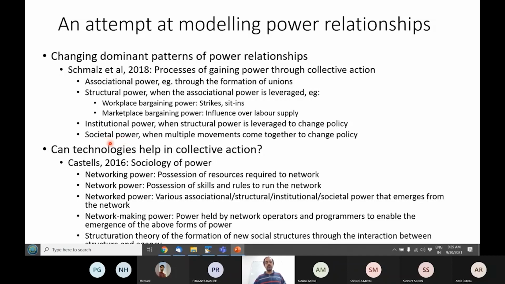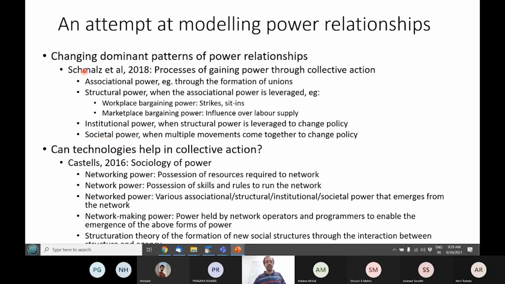So if worker movements come together with other social movements, these days, for example, the farmer protests which are ongoing, trade unions or workers have also joined the movements. Many advocacy and transparency groups have joined, many feminist groups have also joined the movement, and the farmers are of course there. So these then have the potential to actually change how democracy itself can function.